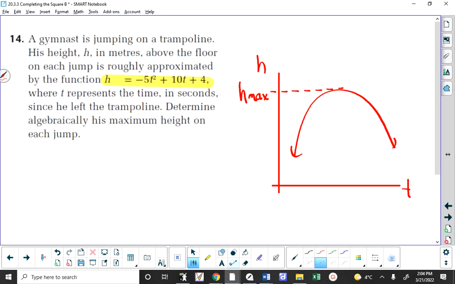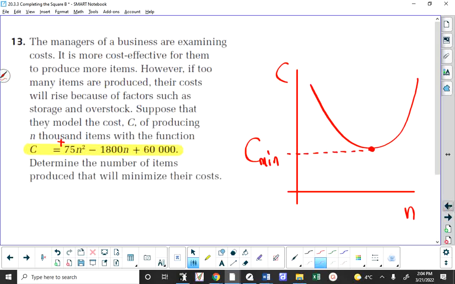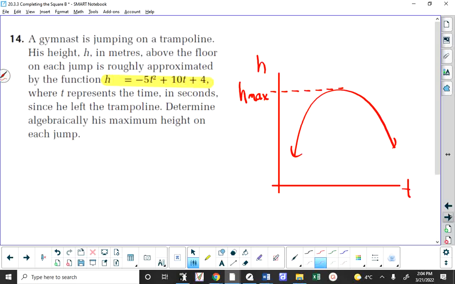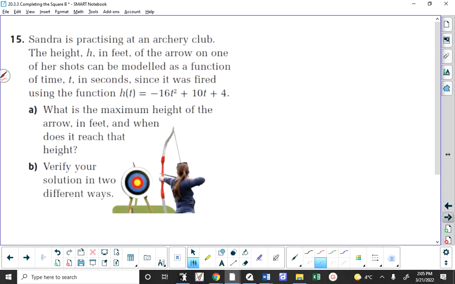The other thing, though, that I need to say is in question 13 and question 14, you're given the function. As far as I'm concerned, there's two ways for you to proceed here. You could either complete the square or you could use your graphing calculator. But be aware you are expected to be able to do this algebraically on a written response. Algebraically does not mean do it on your calculator. It means complete the square.